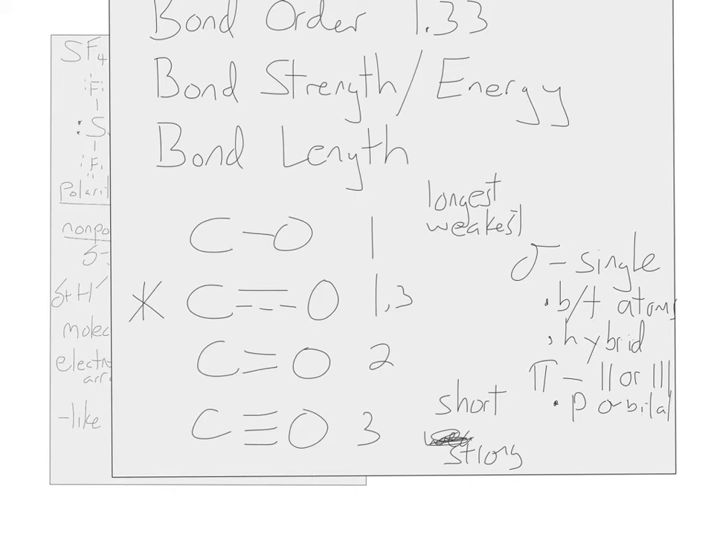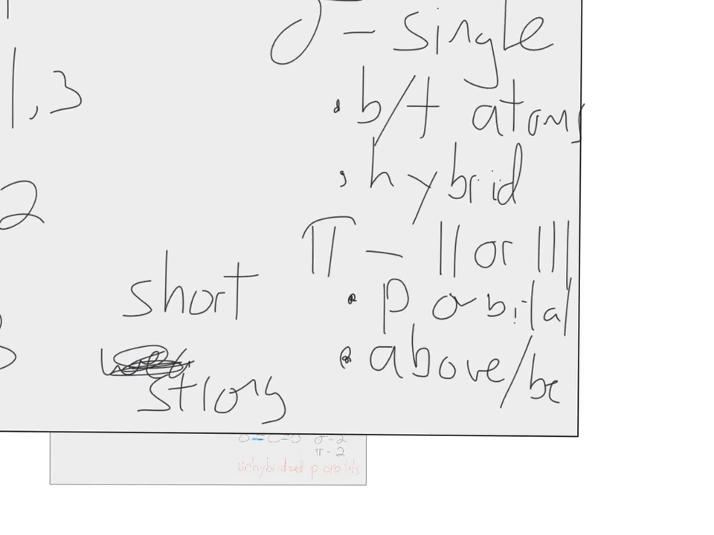Those are our p orbitals, and they're not between the atoms, they're actually above and below the plane of the atom. Running out of space here. Above and below.